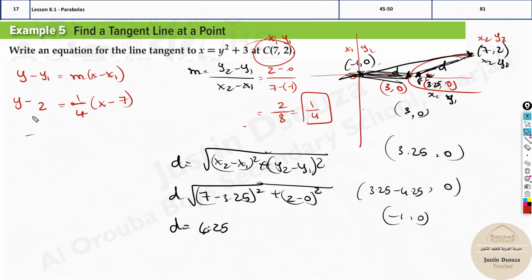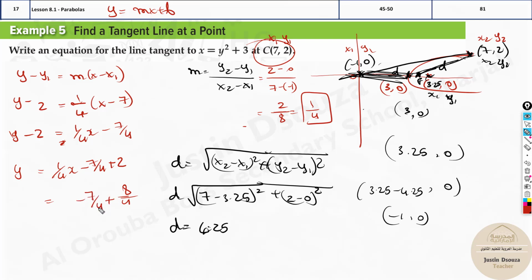Basically this 2 goes to the other side. We find our final form as y is equal to mx plus b. This is how we need to write it. So simplify the right side first. It will be y minus 2 on the left, and the right side is 1/4 x minus 7 by 4. Take this 2 to the other side, it will be y is equal to 1/4 x minus 7/4 plus 2. How can you write 2 as a fraction with denominator 4? It will be 8 by 4. Or just use your calculator.